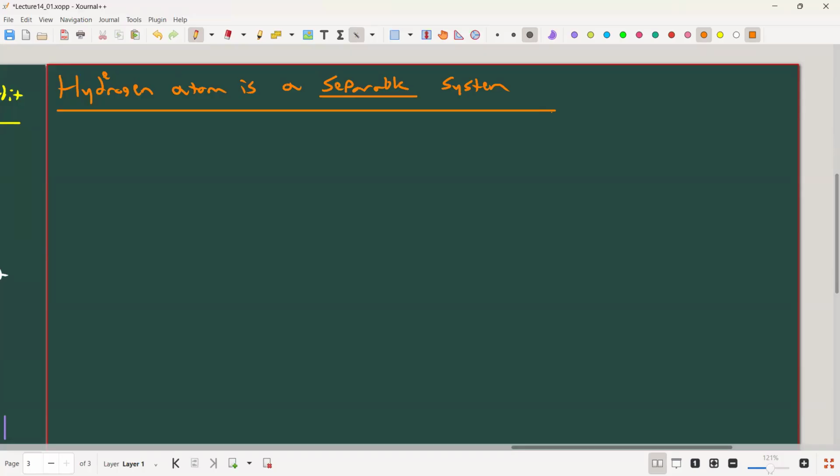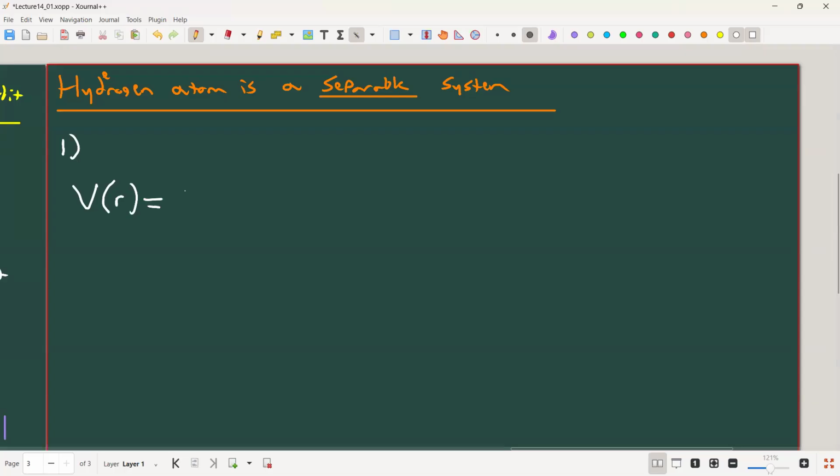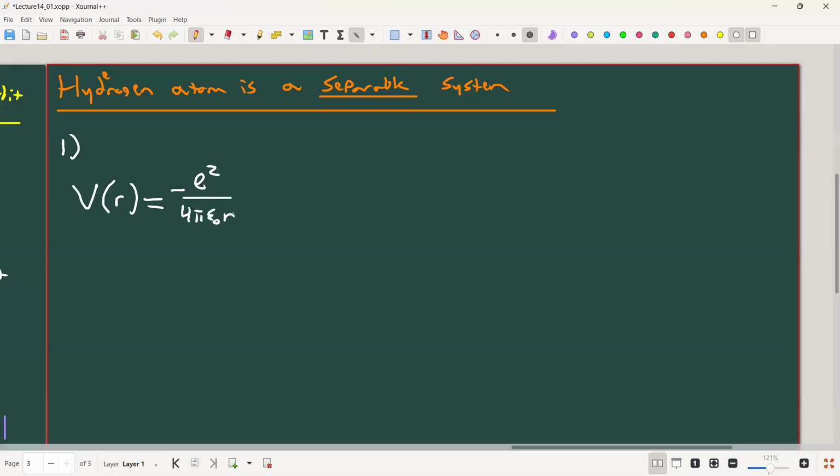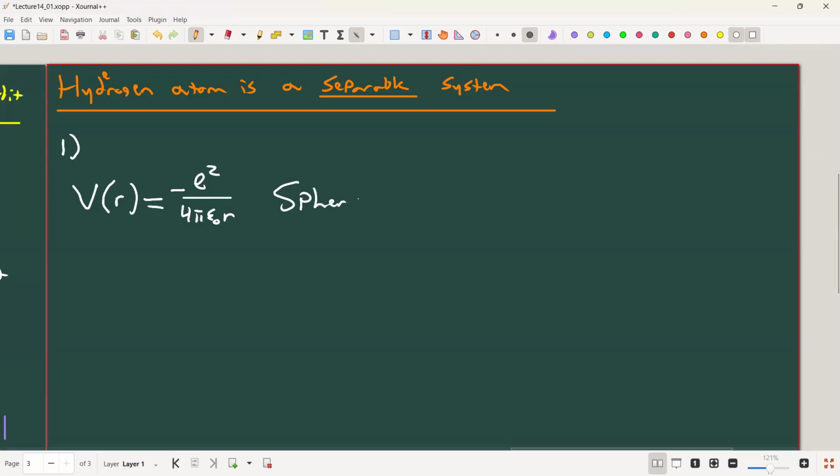All right, let's see if we can get some geometric sense of how that works. The important factor comes from the fact that the potential has this behavior that looks like 1 over R. Right? It's 1 over R. There are no angles in here. It doesn't tell you anything about which angle you're at. It only depends on the distance. So what we say is that this is a spherically symmetric potential.